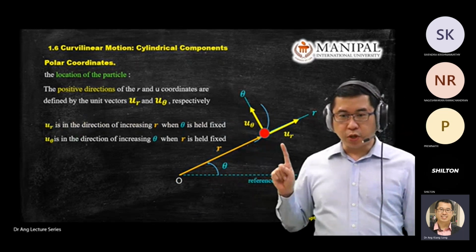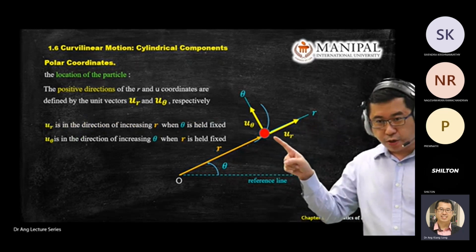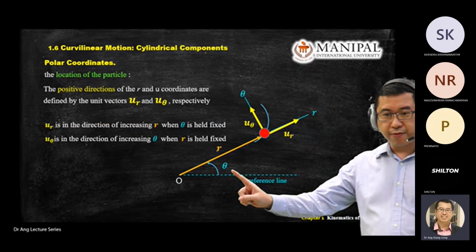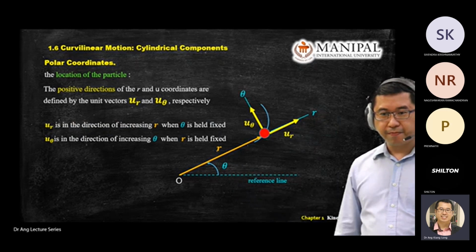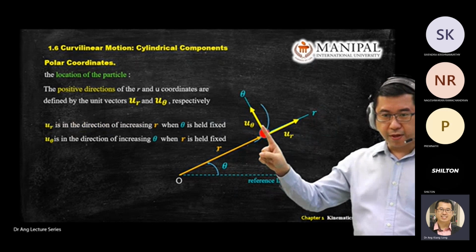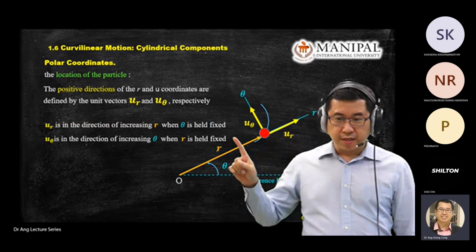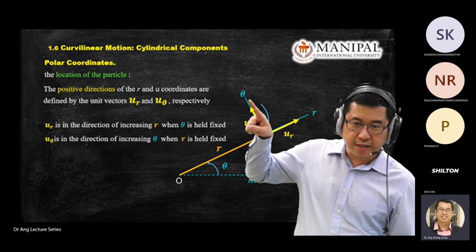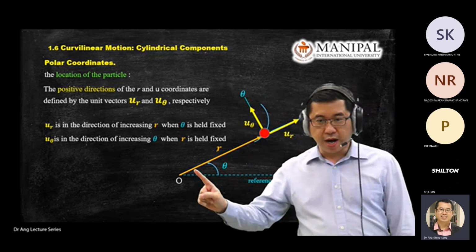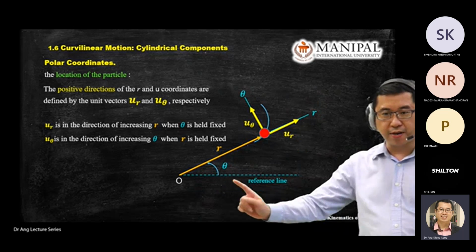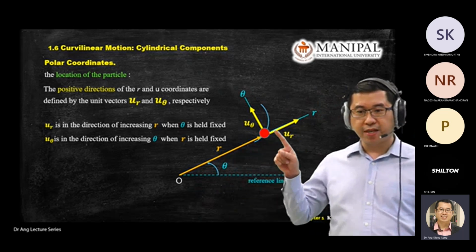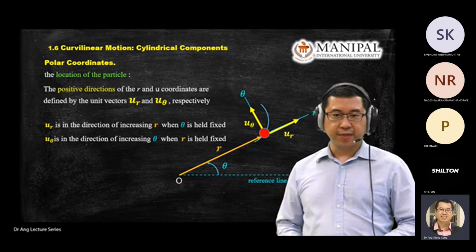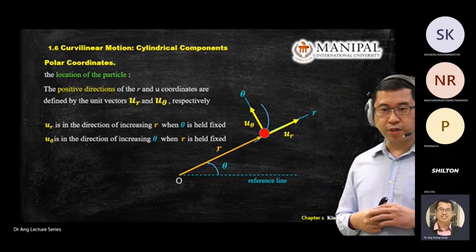So when you talk about ur increasing in the r direction, there's no change of theta here, or the transverse coordinate. When you talk about the increasing of u theta along the theta direction, there's one condition. Your r must be fixed. There's no change of r. So this is the relationship between ur, theta and u theta, r. This is a fundamental concept before we go into equations later on.